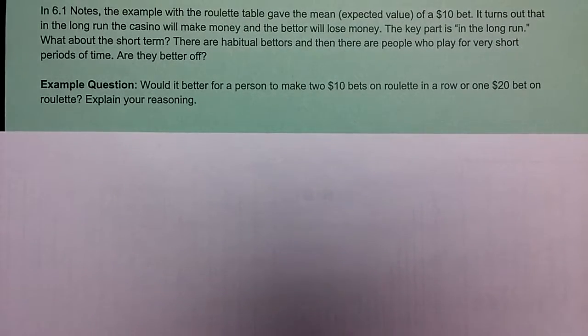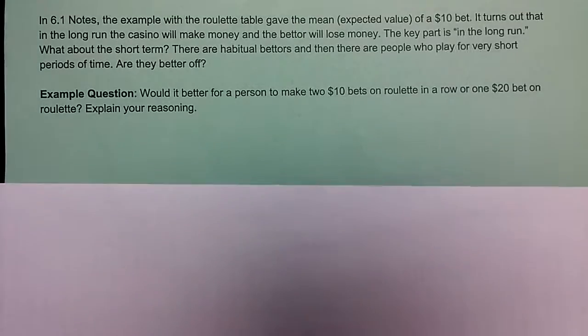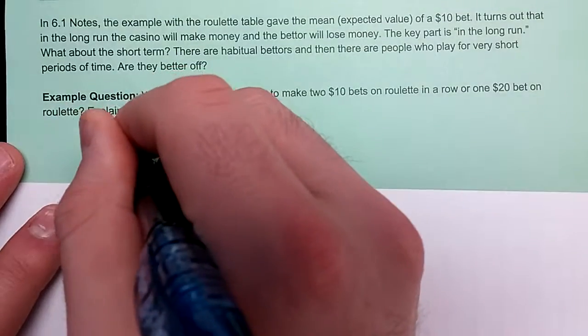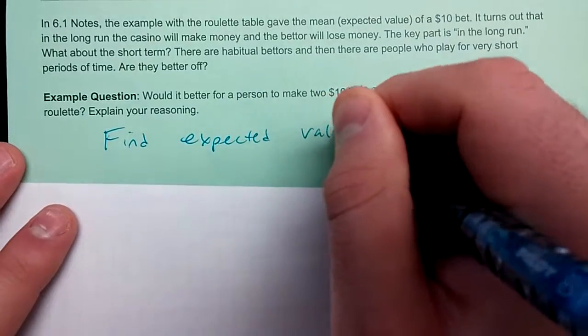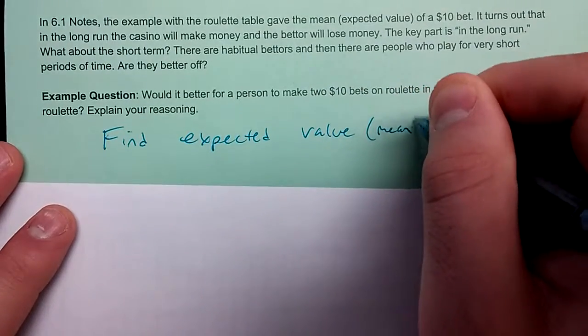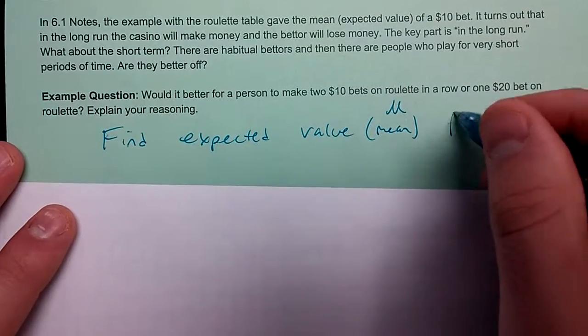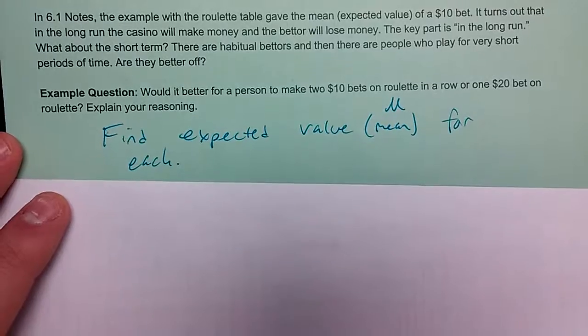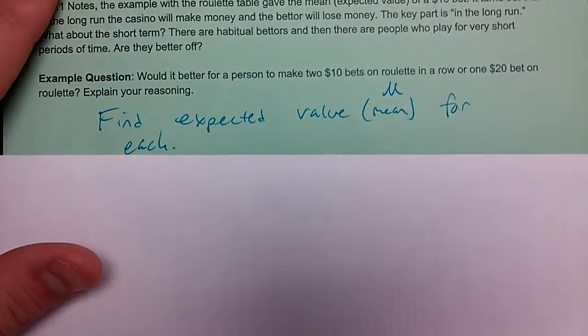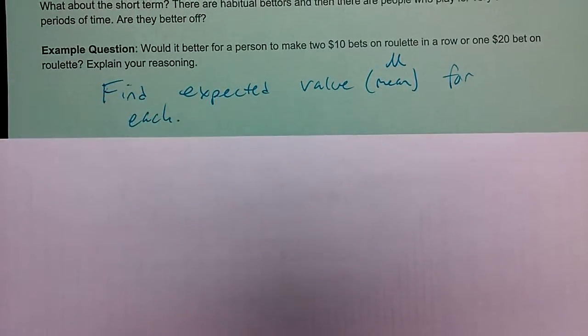So you maybe think to yourself, well, it's the same amount of money, so that might not matter. But you are spreading out over two different plays of the game, so that may matter. So what math is going to help you answer this question? Well, I would find the expected value for each. An expected value is also called the mean, Greek letter mu, for each. And the bet with the higher expected value should yield you more money in the long run.